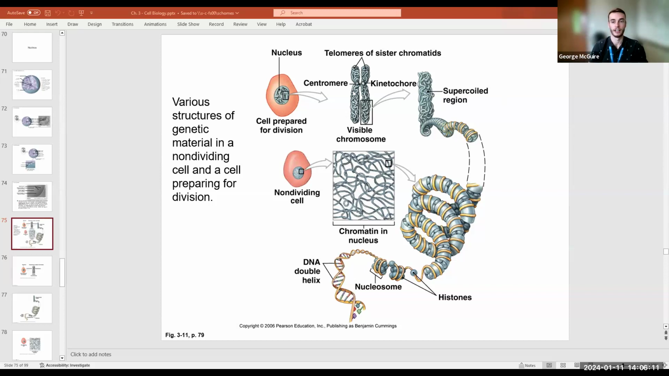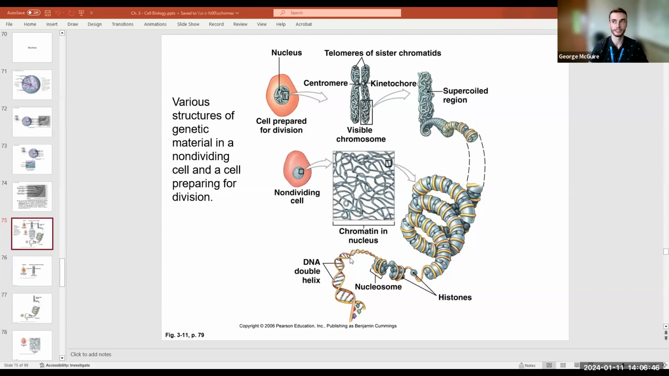So typically in a non-dividing cell, most of your DNA is just organized into chromatin. And so chromatin is loosely packed chromosomal DNA. So some of the DNA will be racked up into these nucleosomes. So DNA by itself are these two interconnected anti-parallel strands of nucleotides. That's what gives us this helix that we are used to seeing when thinking about DNA.